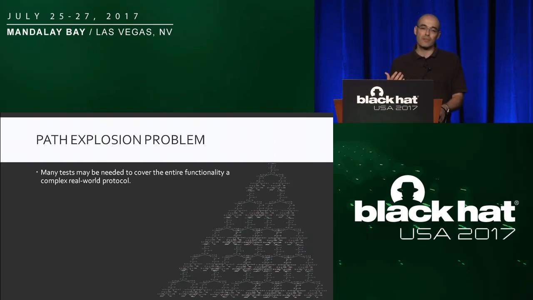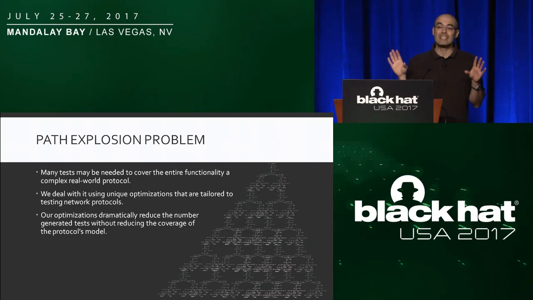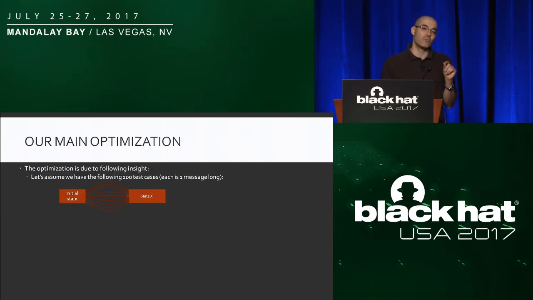So in order to overcome this difficulty, we devised unique optimizations that allow us to deal with these scalability issues. And these optimizations actually allowed us to dramatically reduce the number of tests we need, but still maintain full coverage of the network model. This is very important to us. So we want to still maintain full coverage of the network model, but we just reduce the number of tests. Now, I will not go into the details of this optimization. I will just describe our main optimization with general intuition.